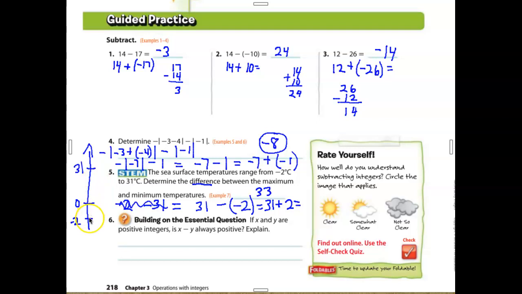So let's see if that makes sense in the picture. So we want to know the difference. So 31's way up here, and we have to go 31 spaces. That's the absolute value is 31. And then to get to negative 2, the absolute value is 2. So 2 plus 31 is 33. So that makes sense. Okay.